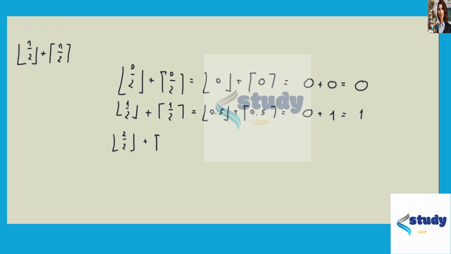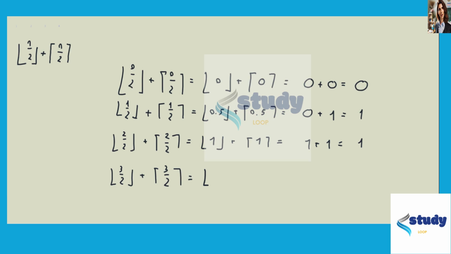Then we have floor of 2 halves plus ceiling of 2 halves, which is floor of 1 plus ceiling of 1, which is 1 plus 1, which is 2. And finally, floor of 3 halves plus ceiling of 3 halves, that is floor of 1.5 plus ceiling of 1.5, that's 1 plus 2, which is 3.